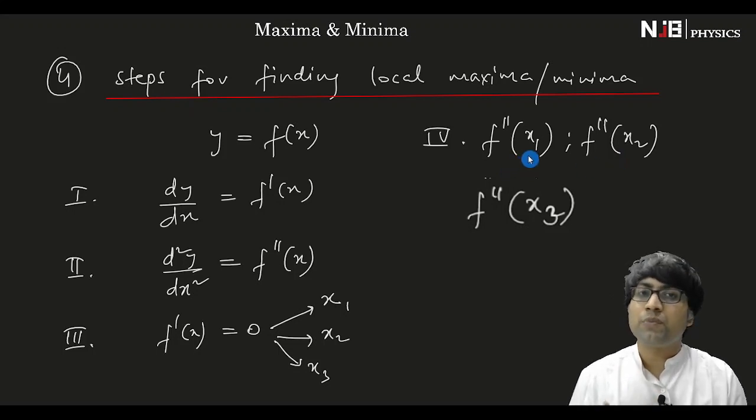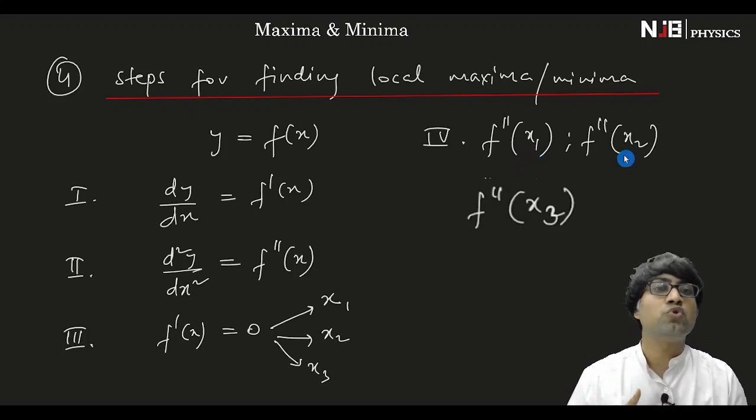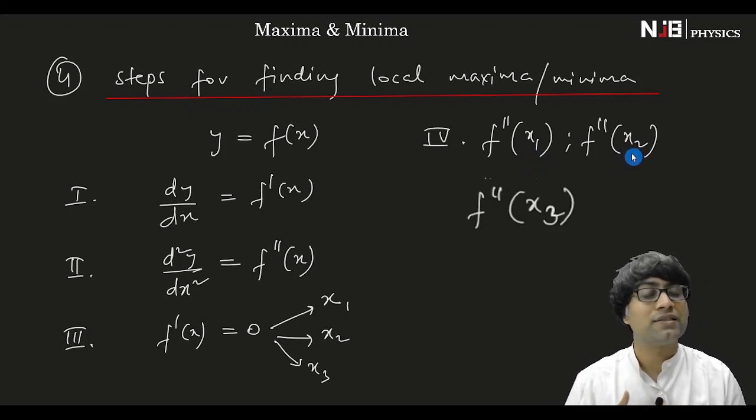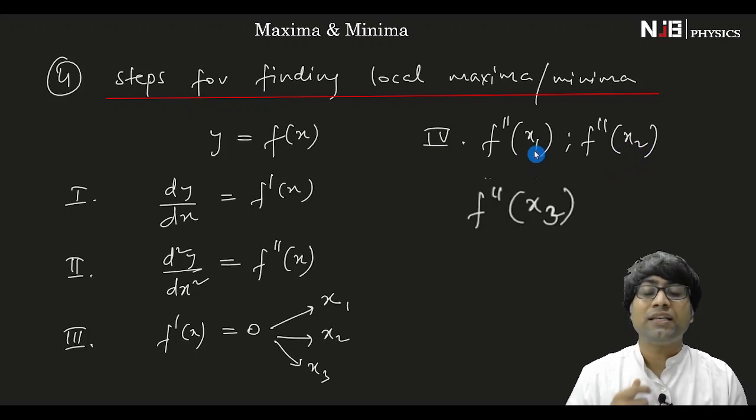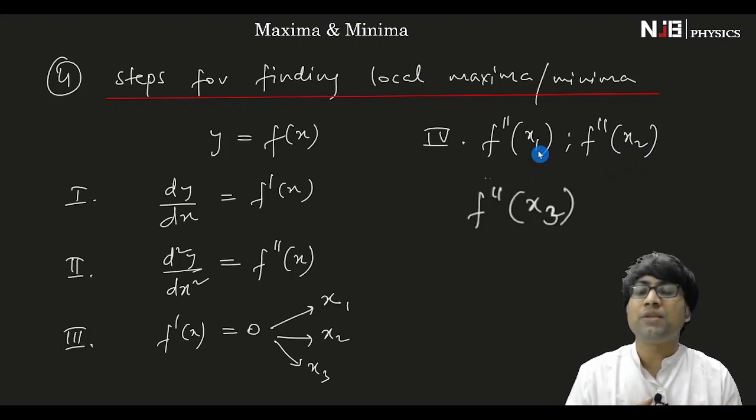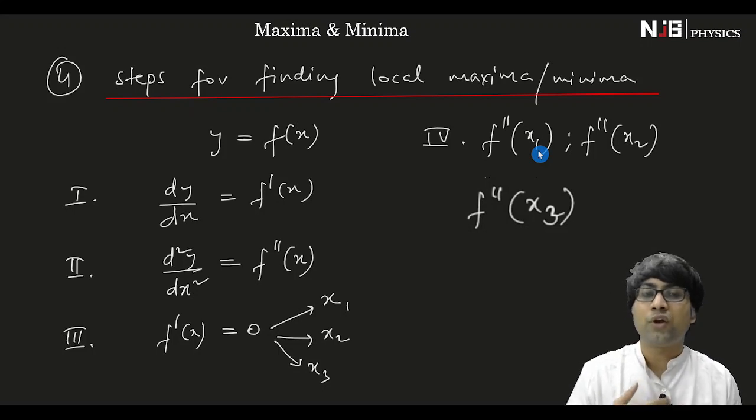So if it comes out to be positive, then it means that corresponding to the value of x1 there was a minima, and if it comes out to be negative, it means that corresponding to that value of x there is a maxima. So we got the values of x for which there are maxima or minima, and it depends upon what we are looking for. Either we are looking for the points of maxima or points of minima.